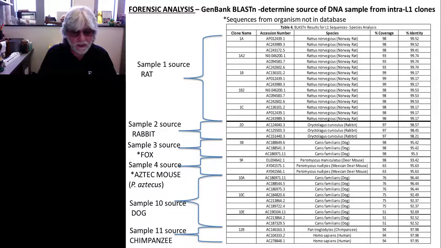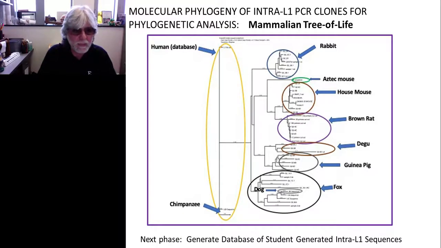And then we had the chimpanzee, although in this case you've got human as well as chimpanzee, but chimpanzee did come out on top. And so forensically, they're able to use this and identify the source of the DNA sample that they got. And then secondly, developing a mammalian tree of life.